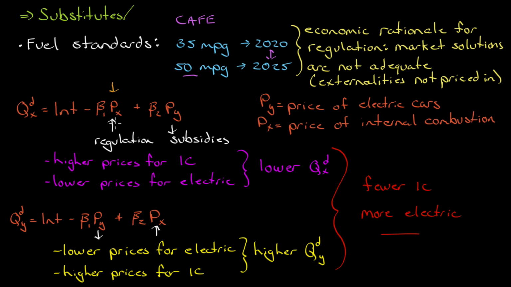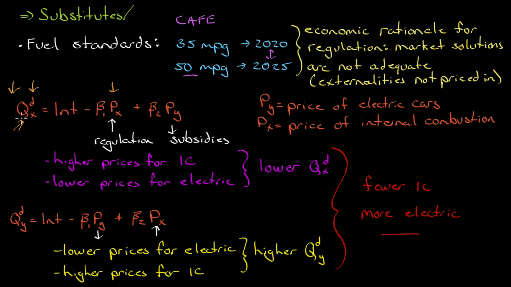Will drive up the price of the internal combustion engine because you've got to invest money into some engineering on that engine to get those fuel standards higher. Subsidies provided to electric vehicles, and people who bought electric vehicles, will lower the price of electric vehicles. So if you lower the price of electric vehicles, since this has a plus sign, it will lower the quantity demanded for internal combustion. If you raise the price of internal combustion engines, since this has a negative sign, it lowers the quantity demanded.